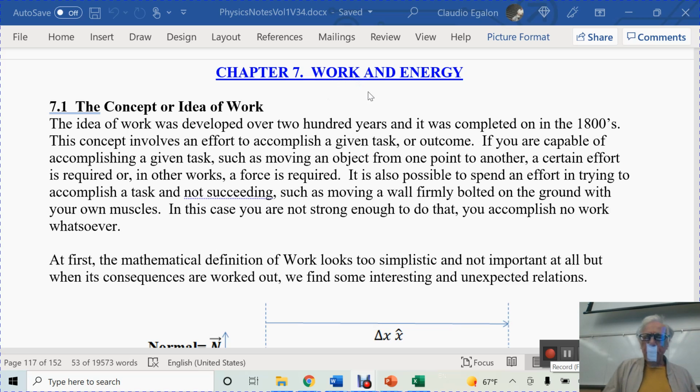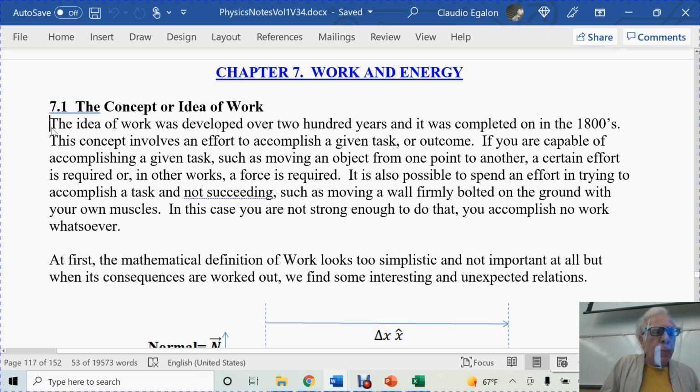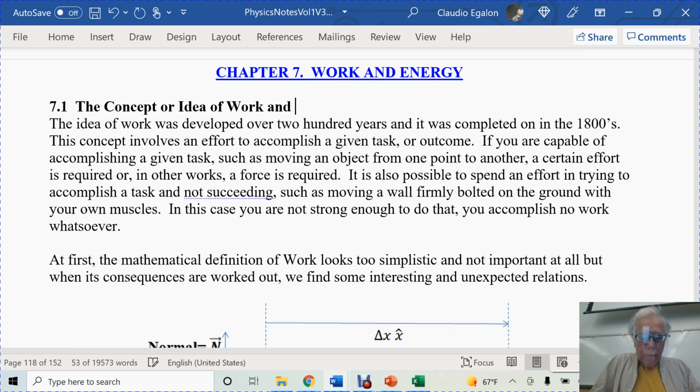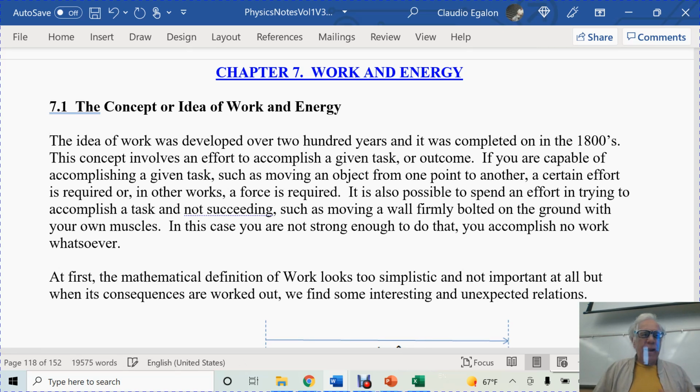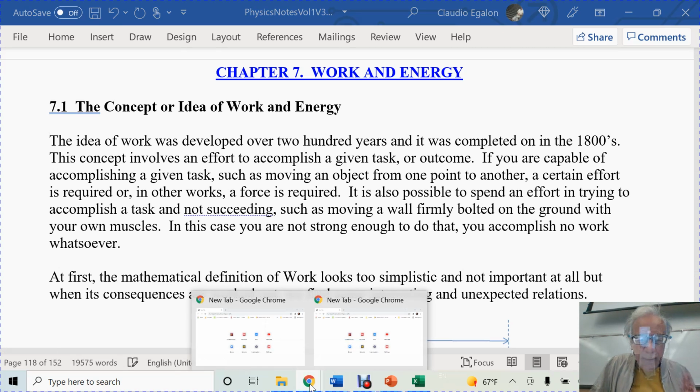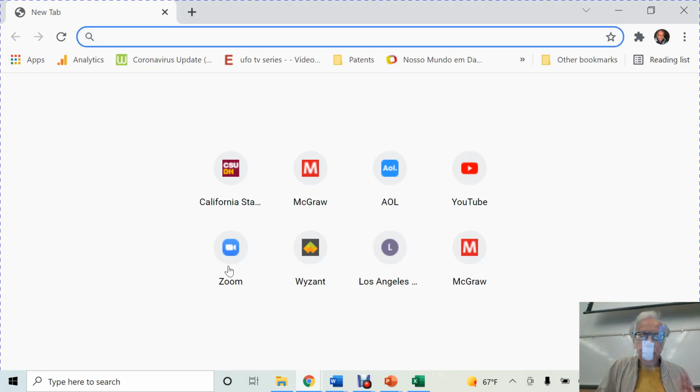Okay. And so what I like to do, here you go, the concept or idea of work and energy. You know, when the books define work and energy, they don't define it well. Even Wikipedia. Okay, let me show you how they define those things out there. I have seen that over and over again. They never fix this problem.